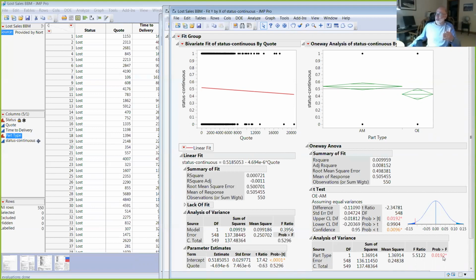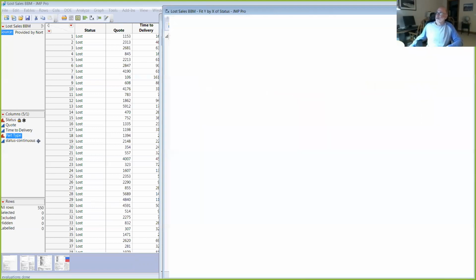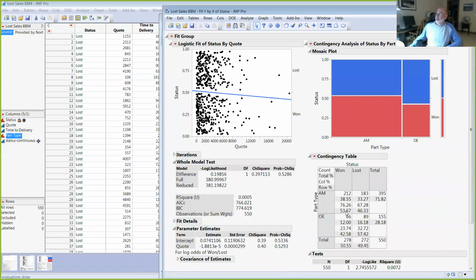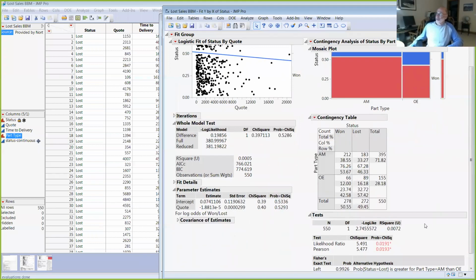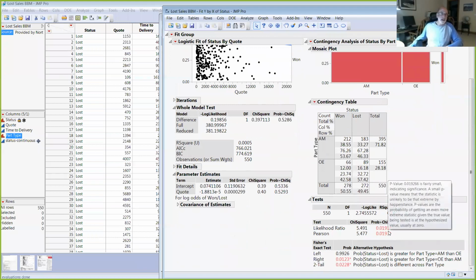Remember over here, we got that there was a significant difference and aftermarket was more likely that we win the order. And now over here, look at the row probabilities. If it's aftermarket, we have a 54% chance of winning the order. And if it's original equipment, it's only a 43% chance. And it is statistically significant with a chi-square test.